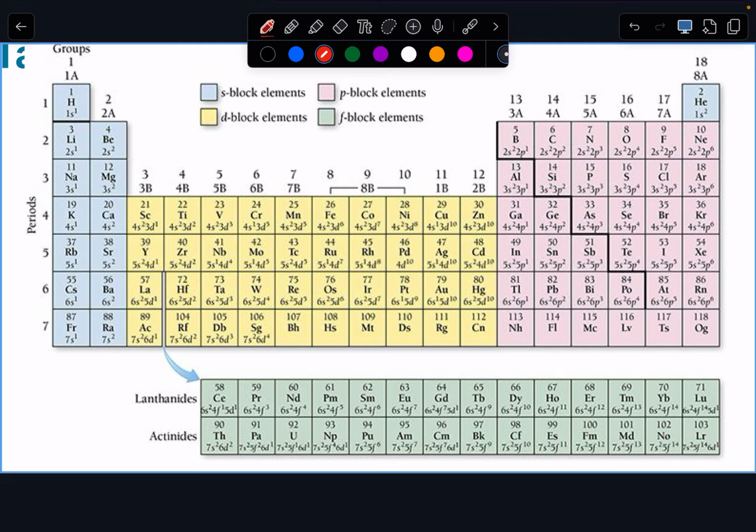By the end of today even, you'll be able to look at an element, so I said iodine, on the periodic table and immediately know that its valence electrons are in n equals 5 and the outermost ones are in the p orbital. And in fact, it's p5, so it would be 5p5, okay?